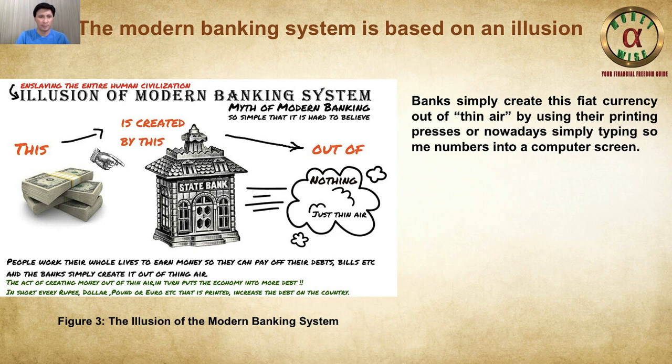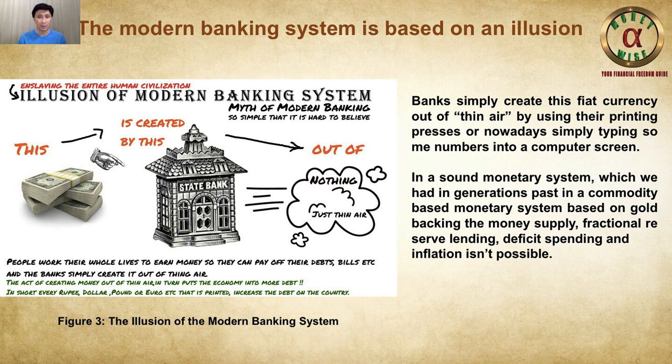So this fiat paper money is created by a state bank, which is enforced by the government through guns, and they create this fiat currency, this paper money out of nothing, out of just thin air. And people work their entire lives to earn money so that they can pay off their debts, bills, etc. And the bank, they simply just create it out of just nothing. And this act of creating more money, every time they do this, they cause inflation and they put more and more people into debt. So this is a really bad system.